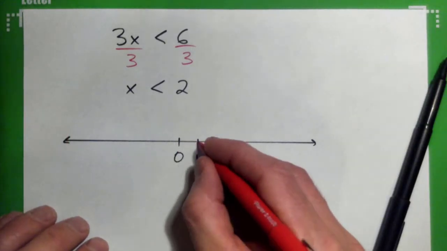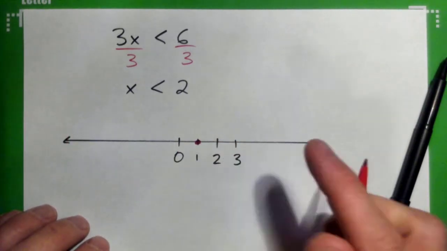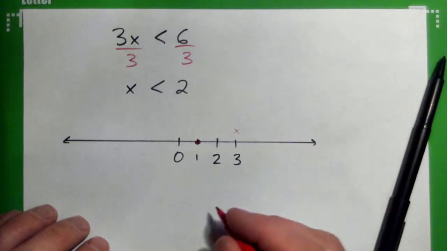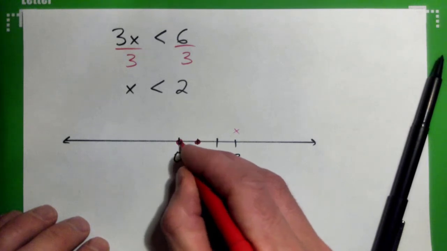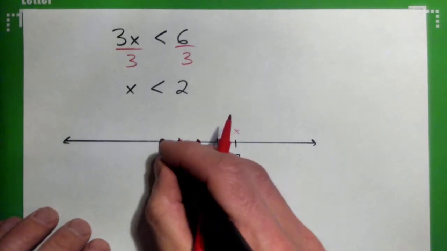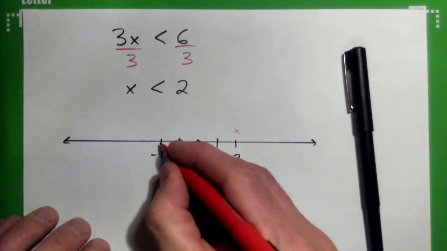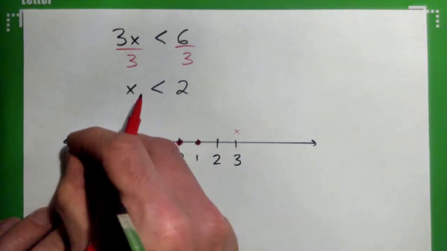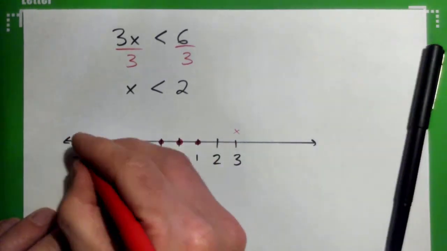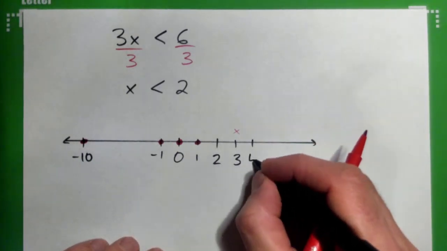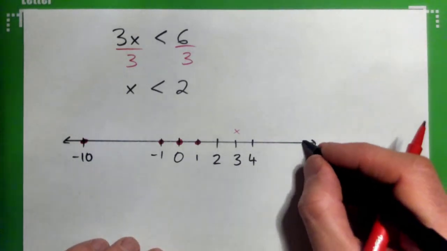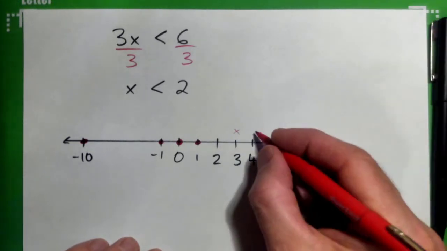So 1 is less than 2, and 3 is not, right? So that's not going to work. How about 0? Is that less than 2? Okay, so that works, right? And how about negative 1? We can include that. How about negative 10? All right, so that works as well. So here's some numbers that are less than 2. How about the number 4? How about the number 10? Okay, so that does not work.